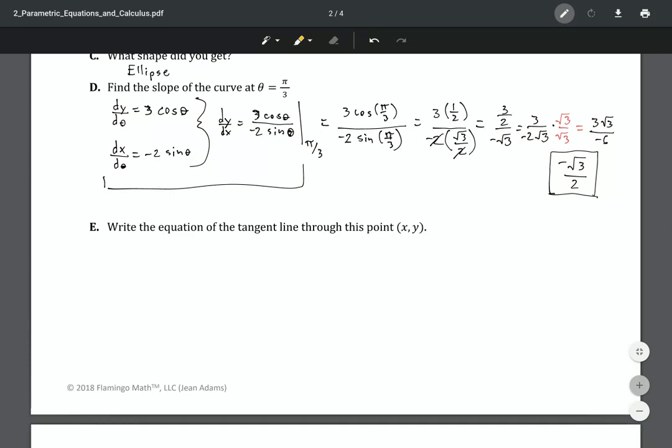What we're going to do here, through this point, they're talking about, well, actually, I don't know what this point is, but I do know that theta is equal to pi over 3, right? So that's what we're going to do, similar to the last one. To write the equation of a tangent line, I need a point and I need a slope. But on this one, they don't give me the point. They give me theta, or the parametric parameter, if you will. So what I have to do first is use the original equations and plug in the pi over 3.